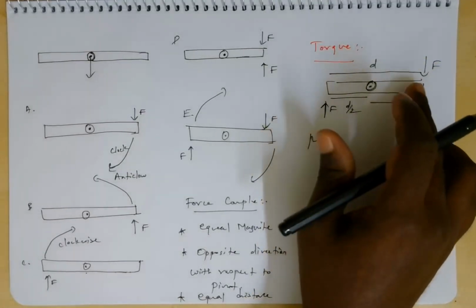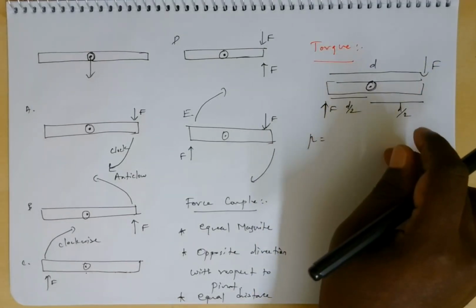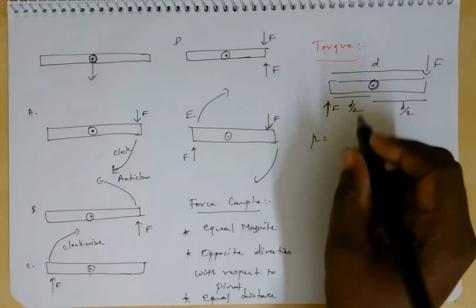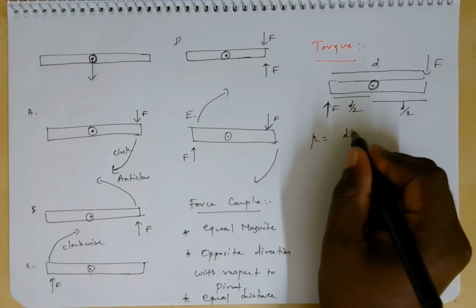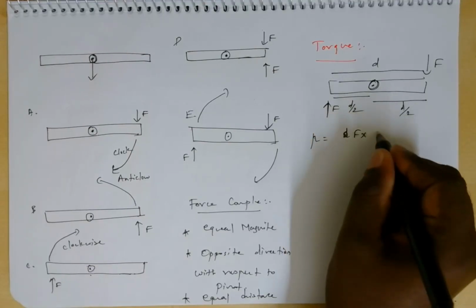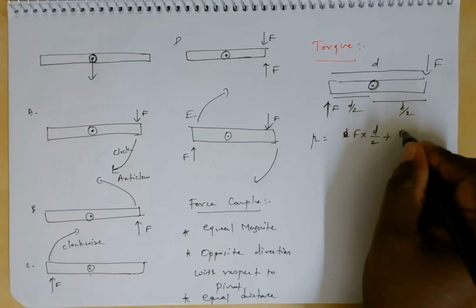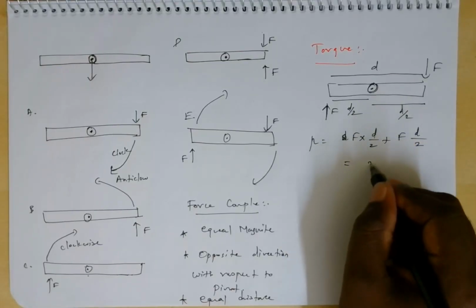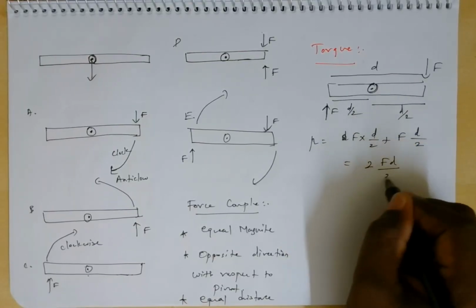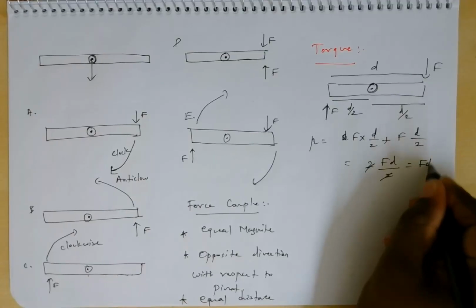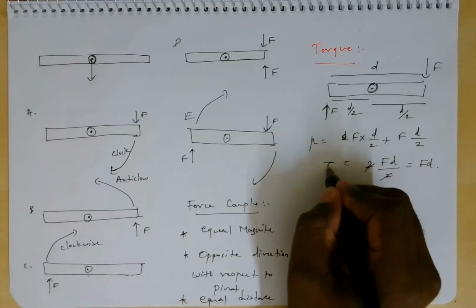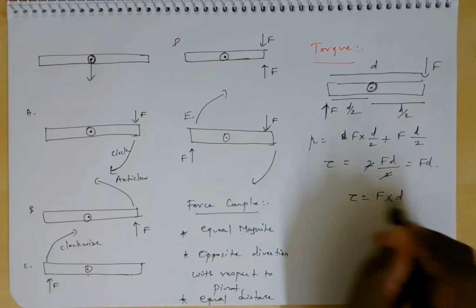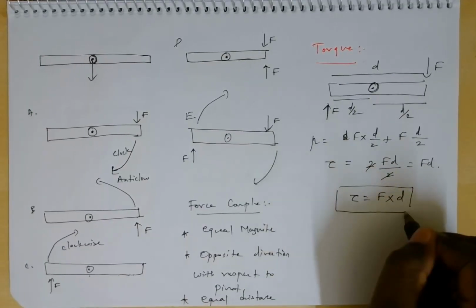Should we add these forces or subtract them? They are working in opposite directions, but both of them are clockwise. There is no anti-clockwise force. So we should add: force into distance d by 2, plus force into distance d by 2. In total it is 2 times force into distance divided by 2. The 2s cancel, and you get force into distance. So torque is just the magnitude of force multiplied by the diameter or distance between the edges.